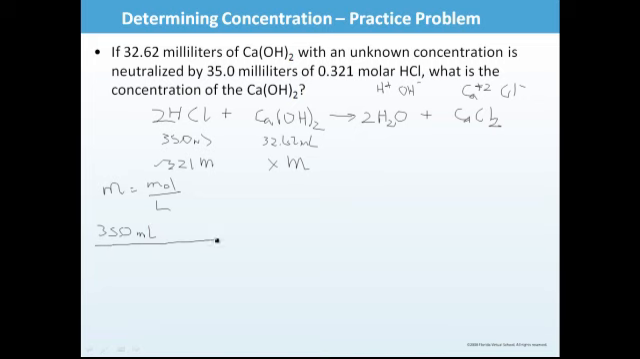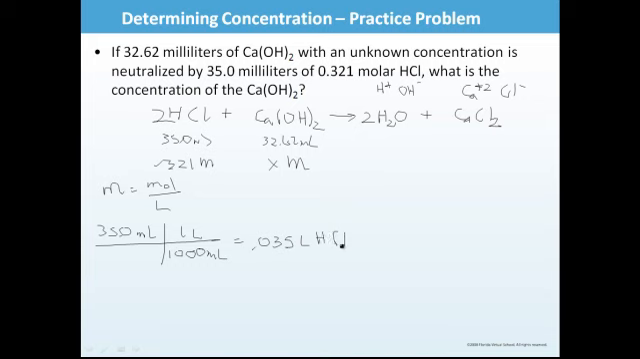So going back to Module 1, we need to remember that there are 1,000 milliliters in 1 liter. So that's going to give us 0.035 liters of the HCl.